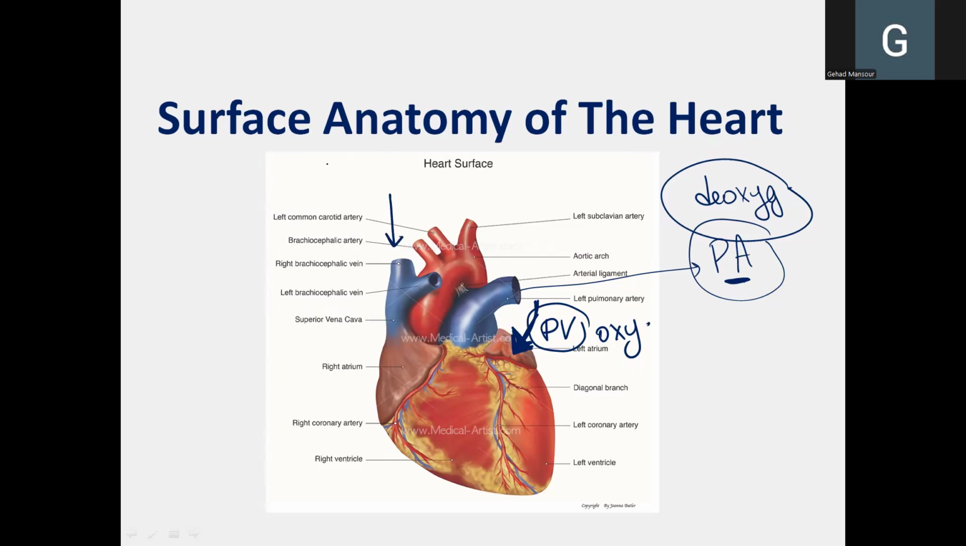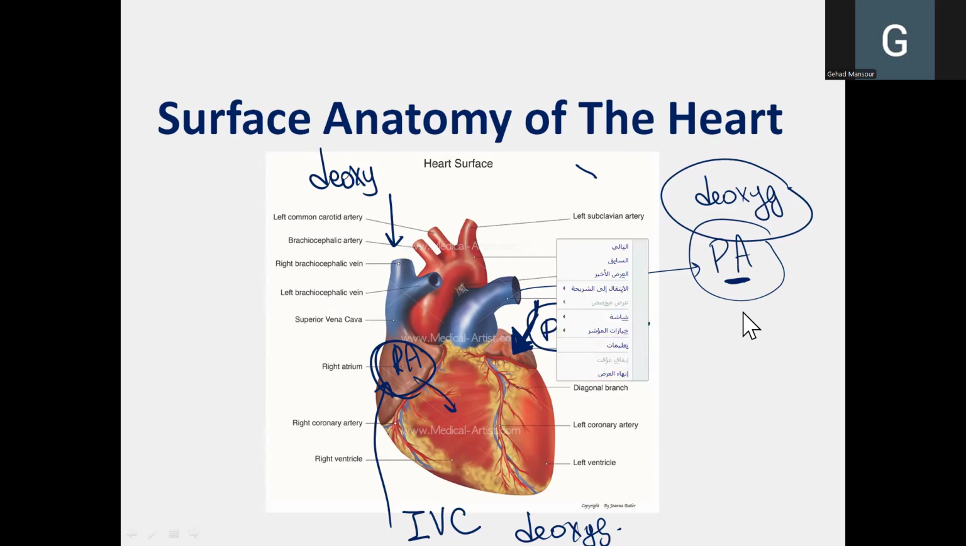The superior vena cava delivers deoxygenated blood from the head and neck and the upper part of the chest to the right atrium. But there is another important vein on the same straight line coming from below, which is the inferior vena cava, that carries deoxygenated blood from the lower part of the body. So the right atrium actually is the site where all the deoxygenated blood from the body is collected to be sent to the right ventricle and become oxygenated.